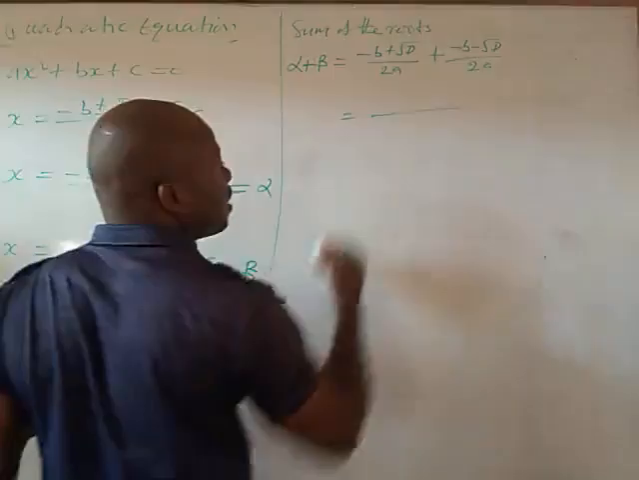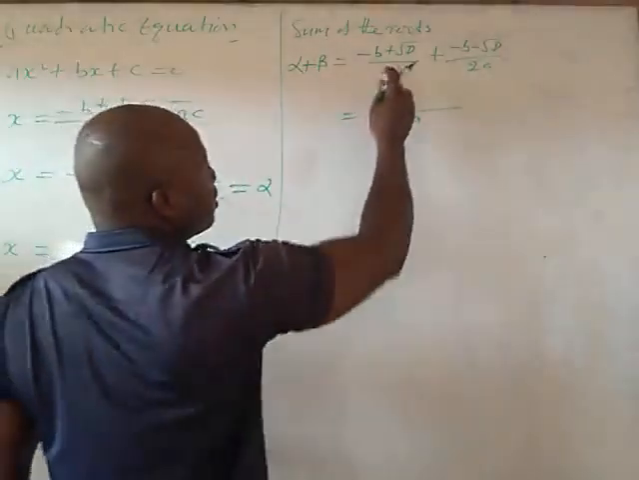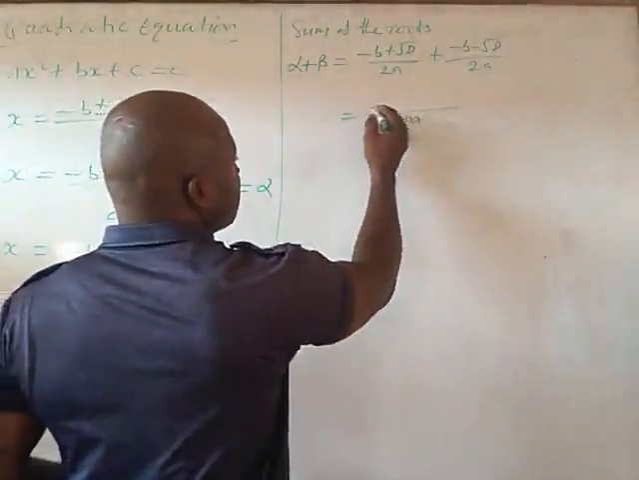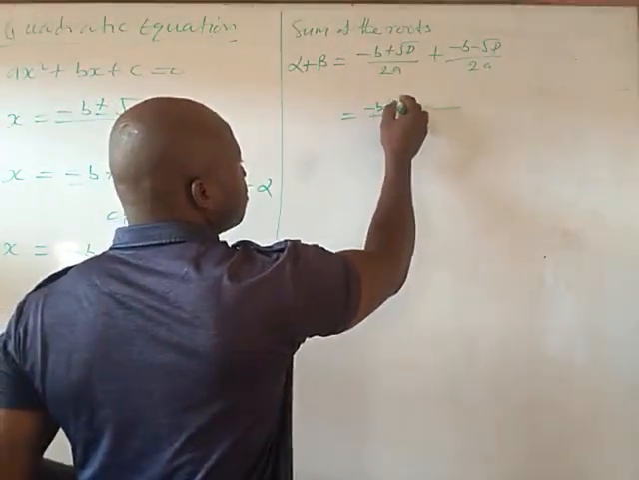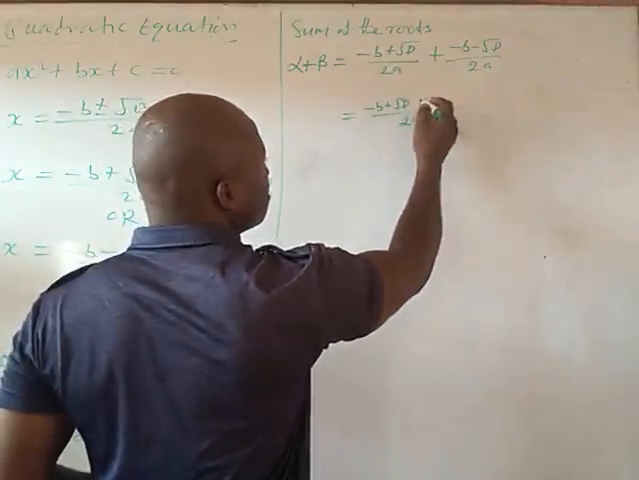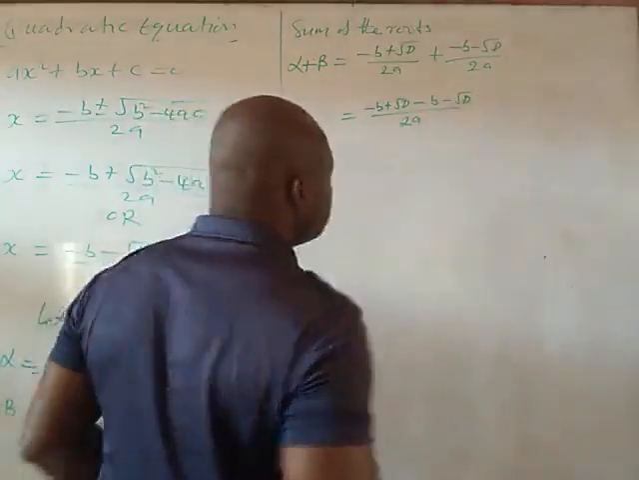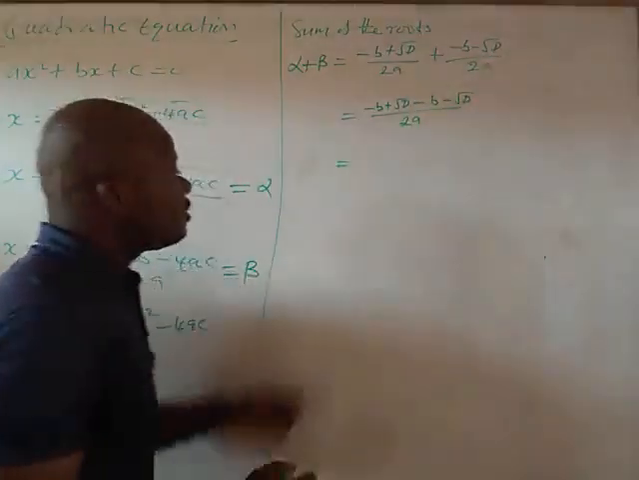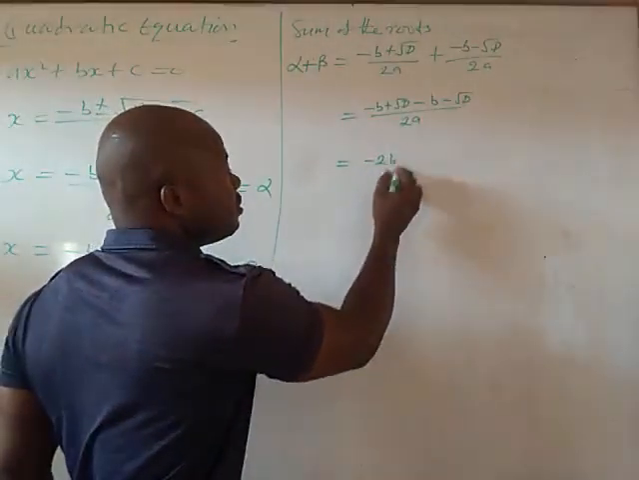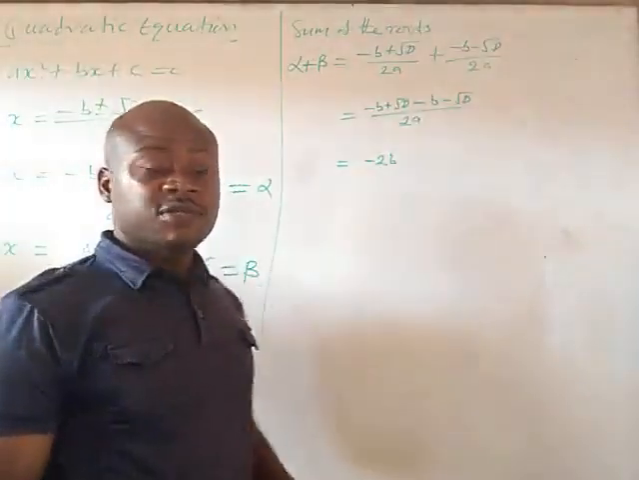Then, what do we have as our LCM? We have 2a. Then 2a goes into 2a one time, times what we have at the numerator. Then we have minus b plus root d, minus b minus root d. Then this will give us minus 2b, and minus root d plus root d will give us 0.